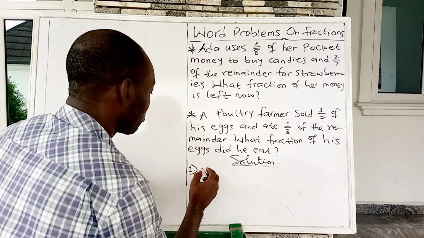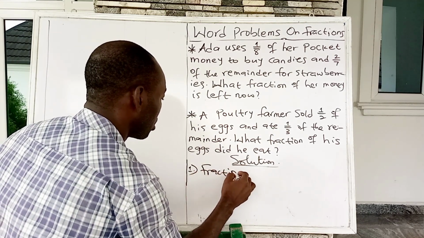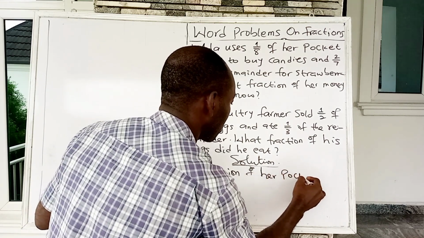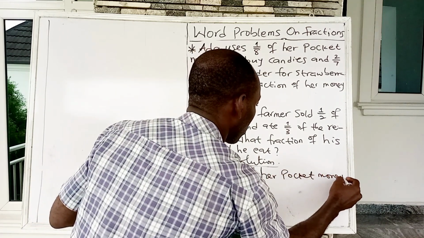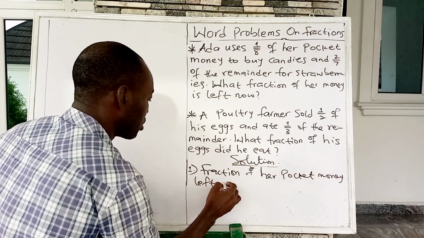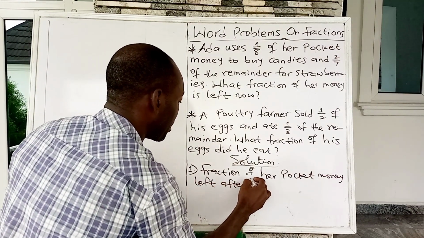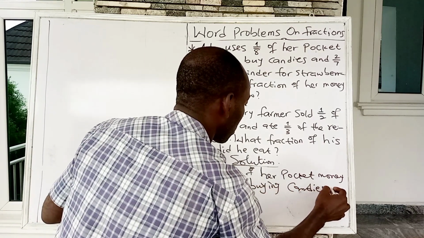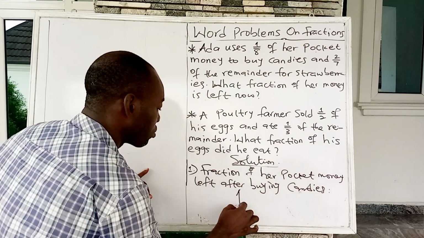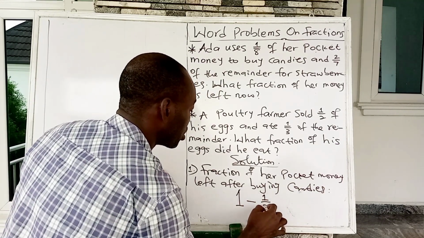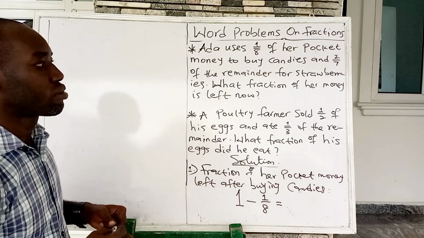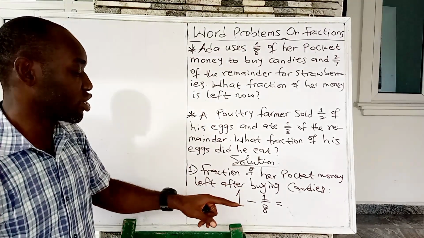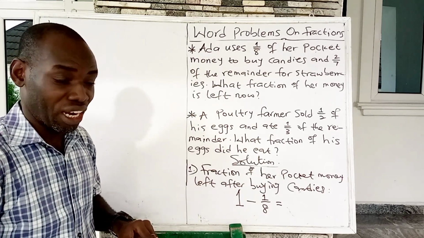Now, let's put that down. Fraction of her pocket money left after buying candies will be a whole minus what? The fraction she used in buying candies. We subtract the fraction that was used for buying candies from a whole. That gives us the fraction of our pocket money that is left at the moment.